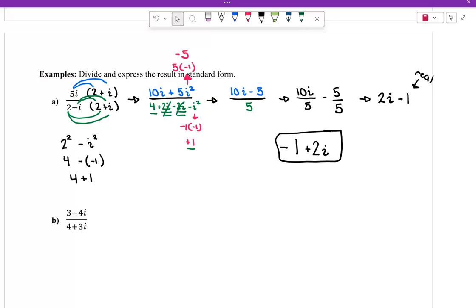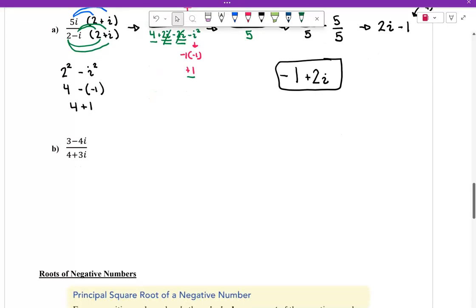Okay? So if you want to pause the video, go ahead and pause the video and try B on your own. If not, let's go get started. So this one says 4 plus 3i on the bottom. So the conjugate would be 4 minus 3i. Okay. So let's get started.